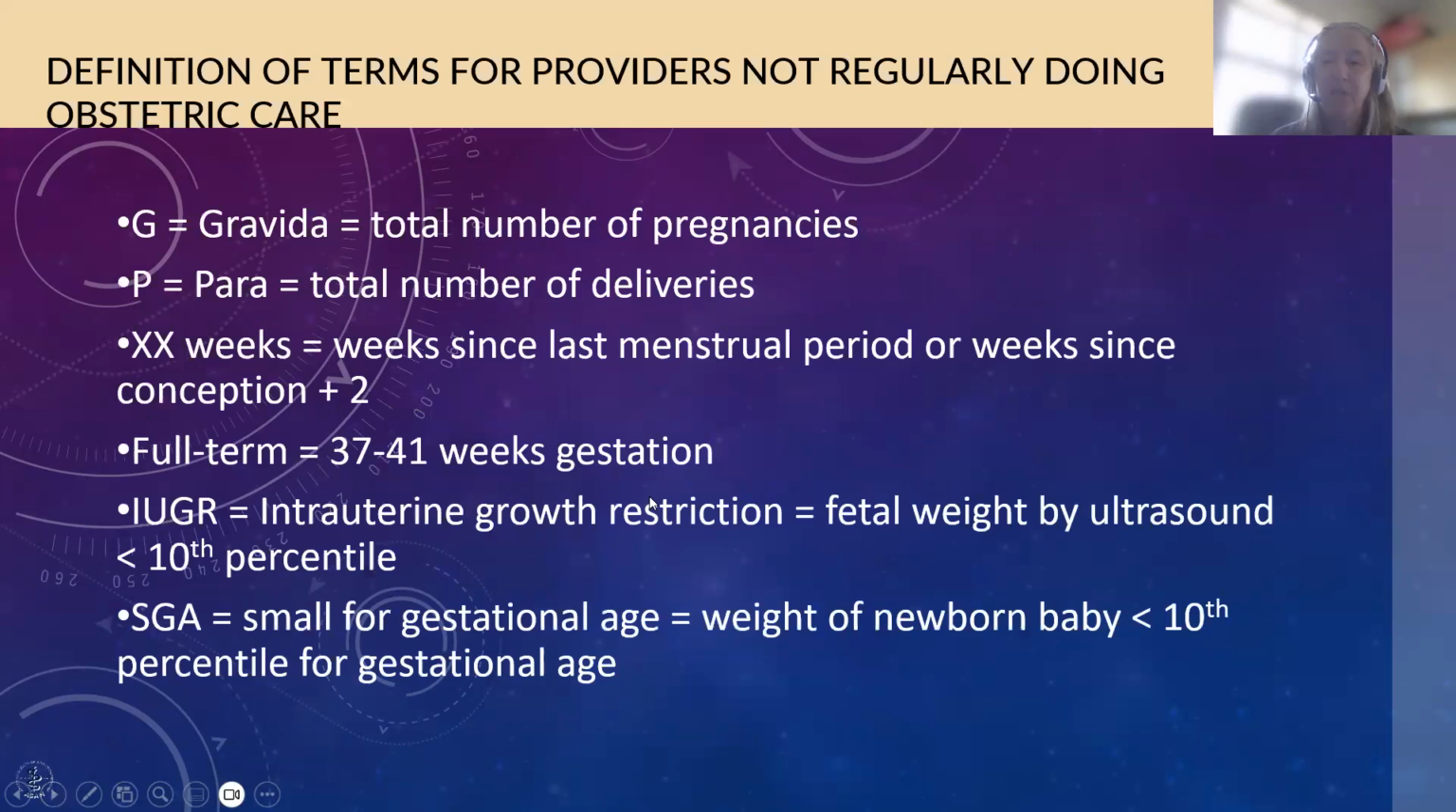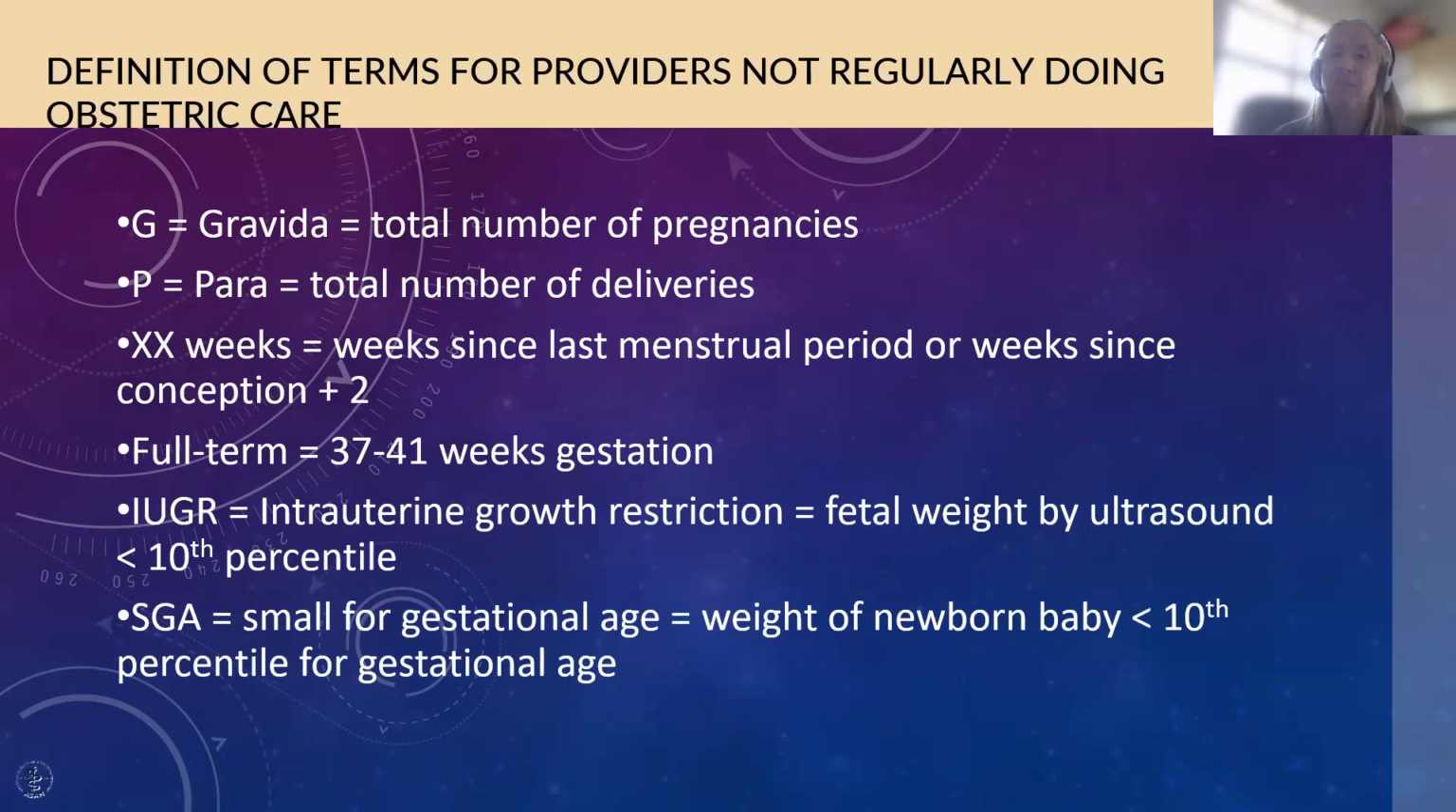I'm just going to briefly go through some OB terms for people who are not regularly doing obstetric care, because I will be tossing these out throughout the presentation. G is gravida, which is the total number of pregnancies. P is para, which is the total number of deliveries. So if you're a G2, P2, you've been pregnant twice and delivered twice. If you're a G3, P2, it can mean one of two things. It can mean either that you've been pregnant 3 times and had 2 deliveries and you're currently pregnant, or you've been pregnant 3 times, had 2 deliveries, and either a miscarriage or an abortion.